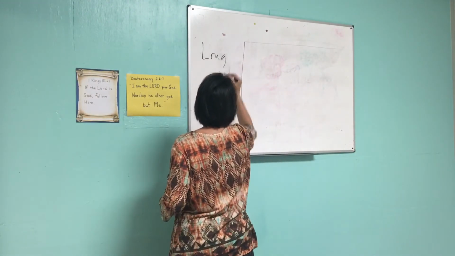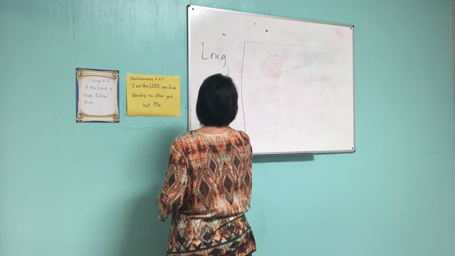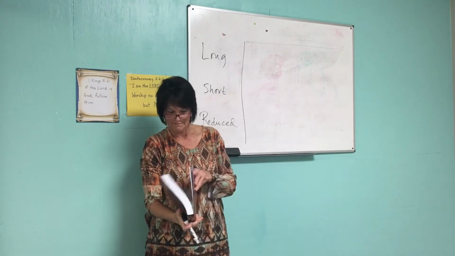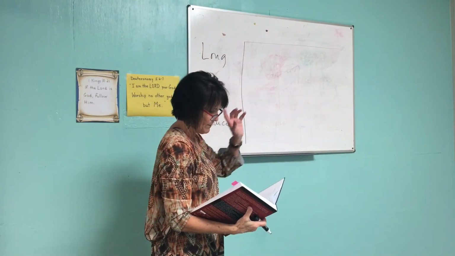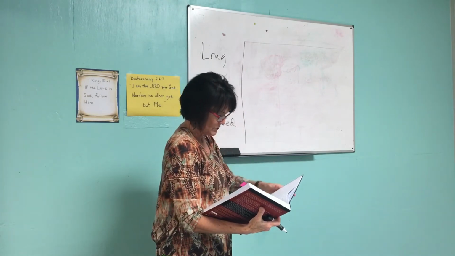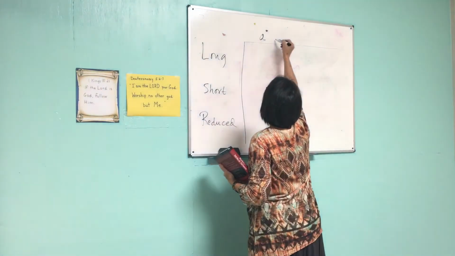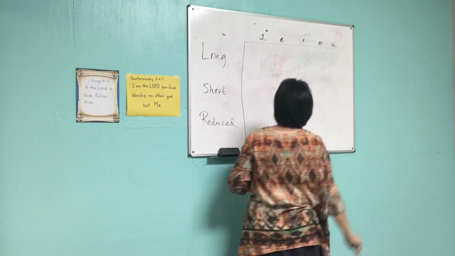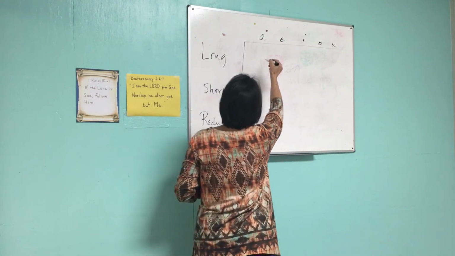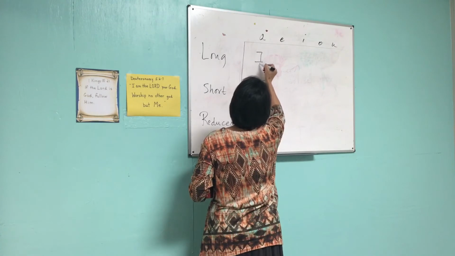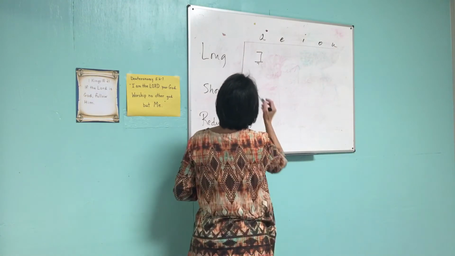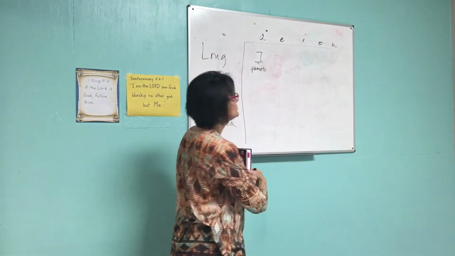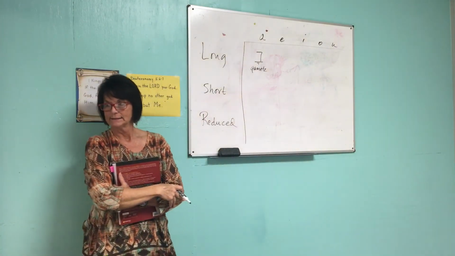We're going to have a summary chart. We're going to have long, short, and reduced. Okay? There's actually a couple of others, but we're not dealing with that right now. We don't have time. Okay, let's do this. A, E, I, O, U. A class, E class, I class, O class, U class, okay? The long, what does it look like? And it's called what? This is the A class. Okay?